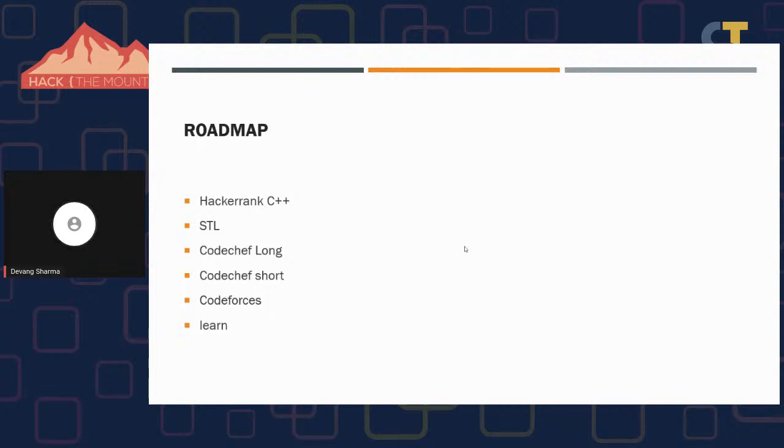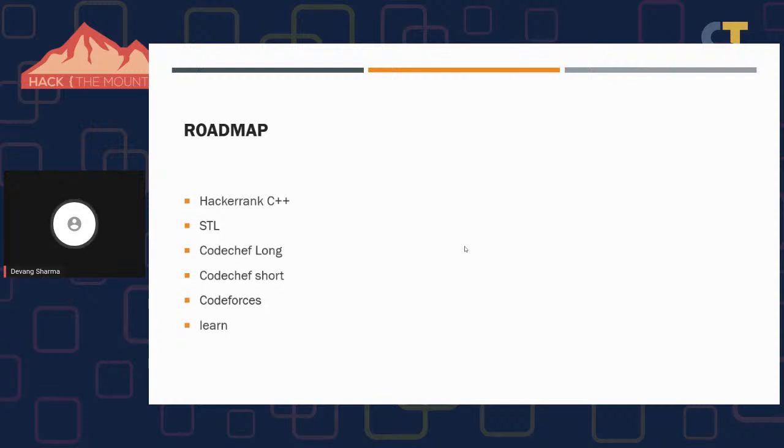What roadmap can we follow, starting with competitive programming? Suppose I'm considering you are a proper beginner, you don't have any experience in competitive programming. So what should we be doing in this scenario? First of all, I will suggest you to go to HackerRank, a website which I'll be showing you in the later part of the presentation. I'll be showing you what HackerRank is and where you can find the questions and solve them, all these things. First of all, go to HackerRank and complete the questions.